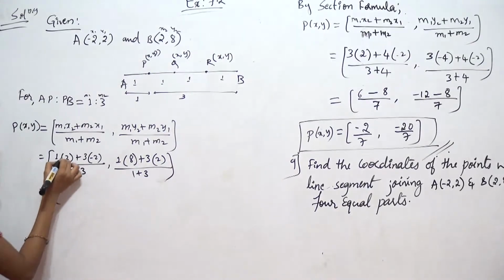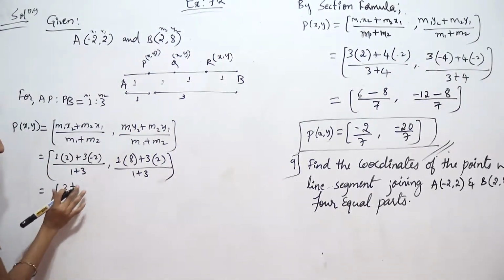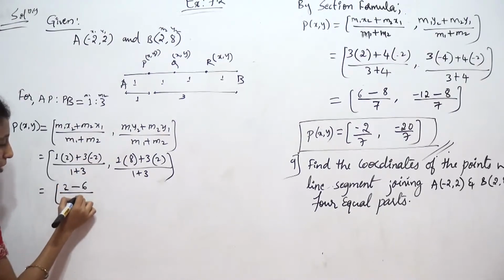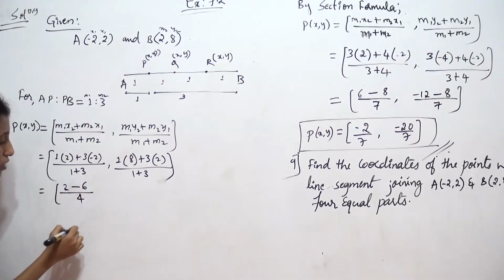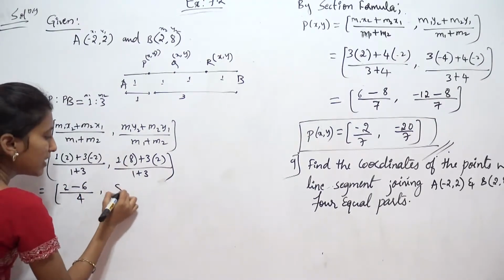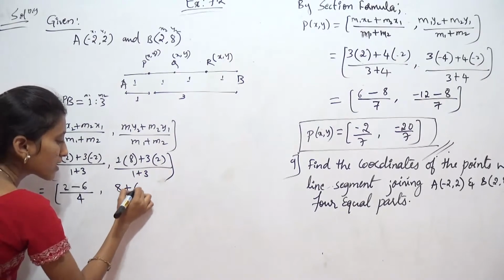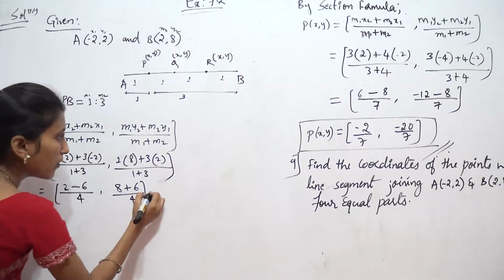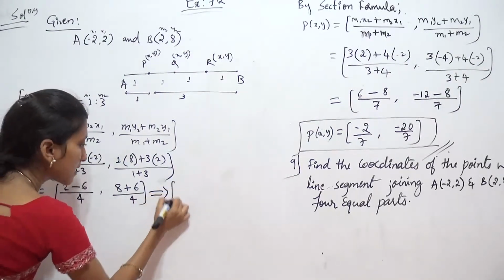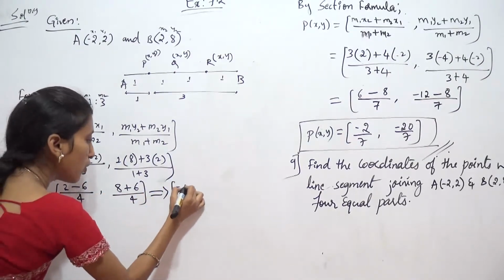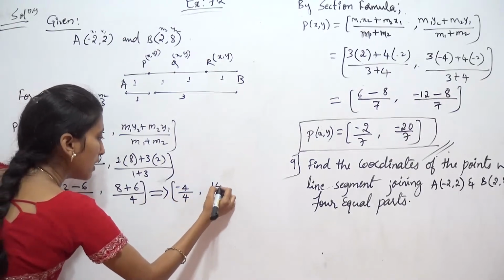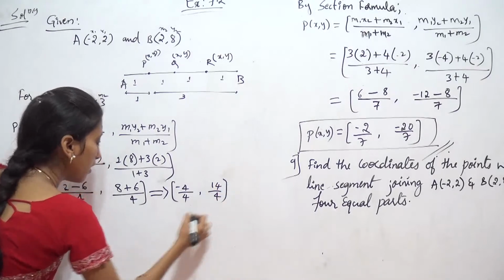So this will be 1 into 2 is 2, plus 3 into minus 2, minus 6, divided by 1 plus 3, which is 4. Next, 1 into 8 is 8, plus 3 into 2 is 6, divided by 4. So what we will get here? This is minus 4 divided by 4, and the y coordinate will be 14 divided by 4.